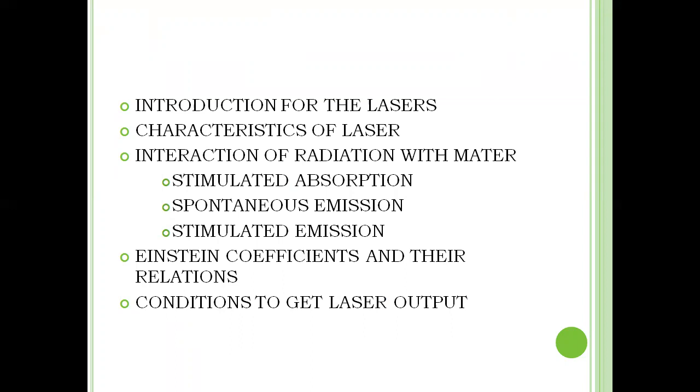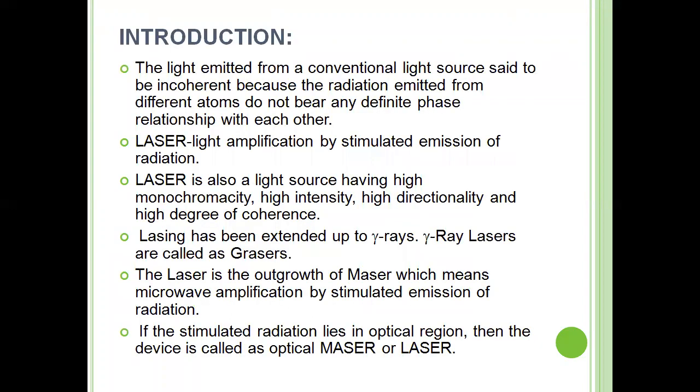So coming to lasers, the light emitted from a conventional light source, whatever light sources we are using for domestic purposes, is said to be incoherent because the radiations emitted from different atoms do not bear any definite phase relationship with each other. Which means that if you take a tube light, which we use for domestic purposes, the atoms producing the light radiations there are not in phase with each other, they are out of phase with each other. And they are deviated in all directions, they are not monochromatic.